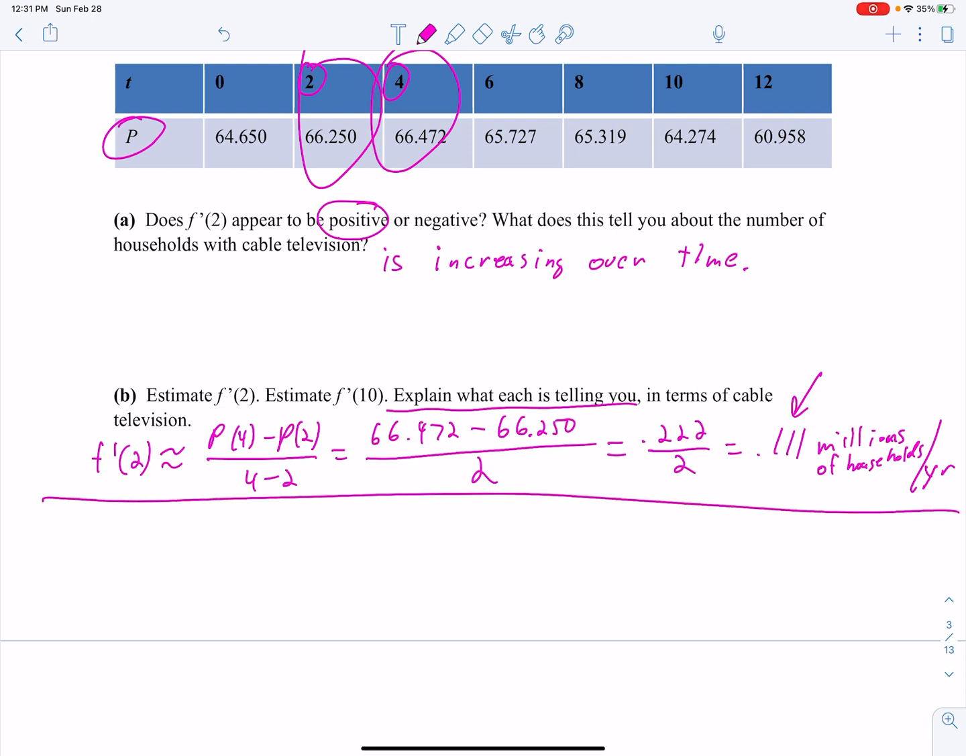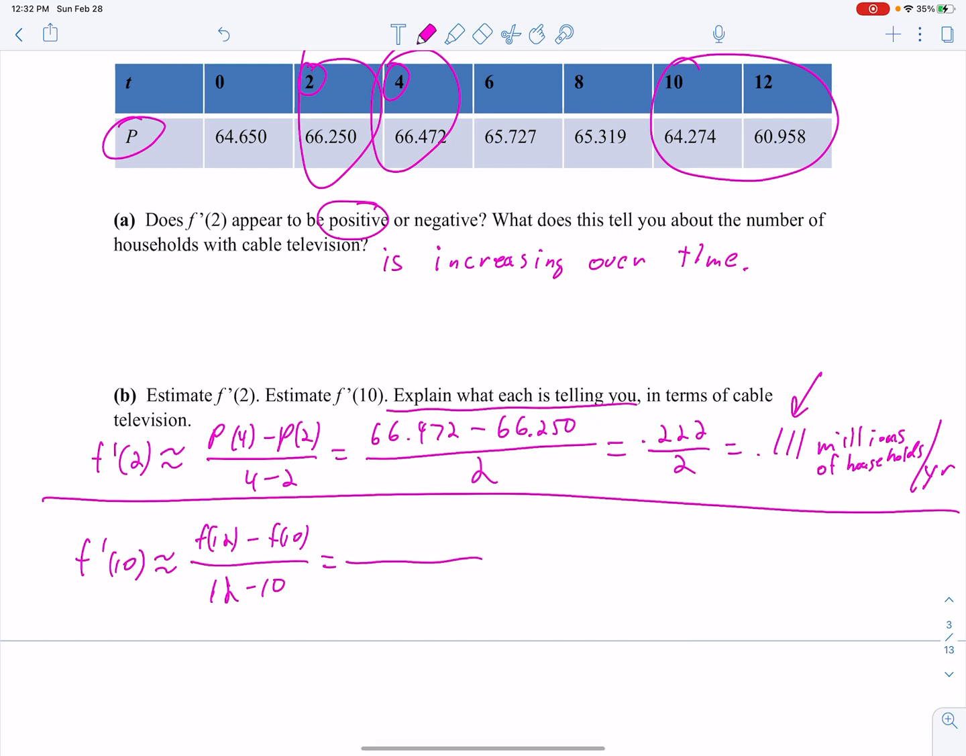Let's try f prime of 10, the derivative at 10. This is going to be approximately the slope between 10 and 12. So f of 12 minus f of 10 over 12 minus 10. That denominator is nice and easy, that's a 2. And we have 60.958 minus 64.274. Make sure when you plug into your calculator, you use parentheses the right way. If you punch this in, you should get negative 1.658.